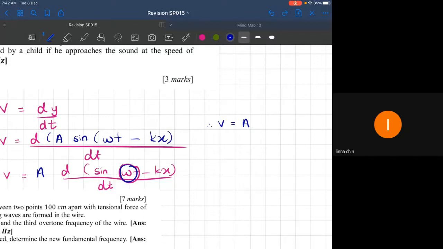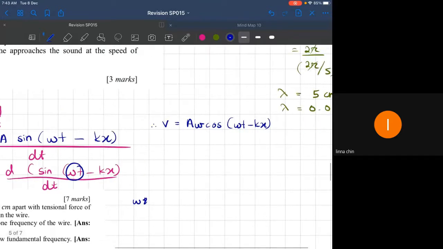Sorry. Differentiate sin dulu. Differentiate sin omega t minus kx. Differentiate sin akan dapat cos. Tulis balik semua. Omega t minus kx. And then barulah differentiate kat dalam tu. Differentiate omega t dapat omega je kan. So this will be omega. Okay. So kamu pun isikanlah.